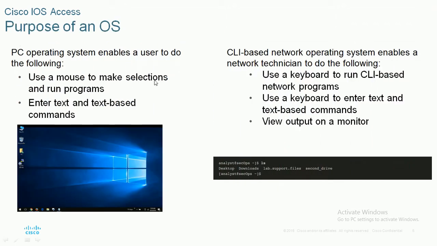Okay, purpose of an OS. A PC operating system enables a user to do the following: use a mouse to make selections, or enter text and text based commands. We can use anything, like by mouse you can access the GUI mode, or by accessing the command line, we are going to give the text based commands. Okay, a CLI based network operating system enables a network technician to do the following: use a keyboard to enter text and text based commands, and we can view the output on a monitor.